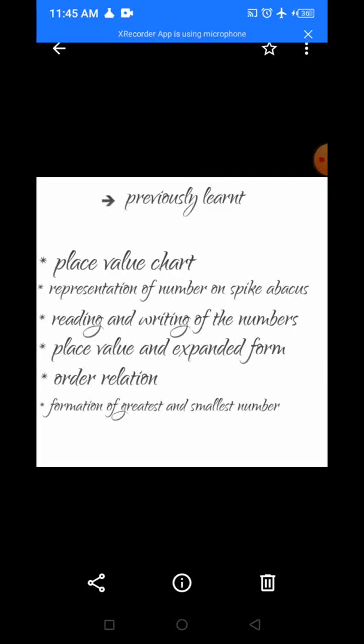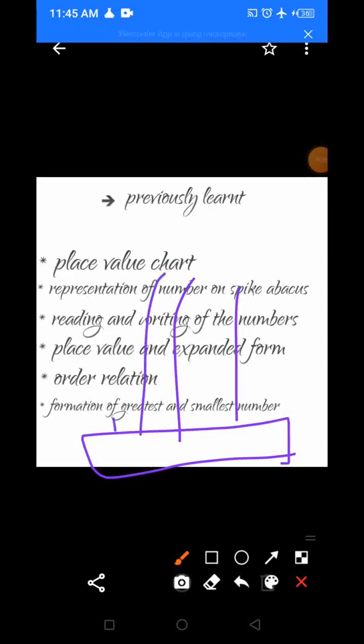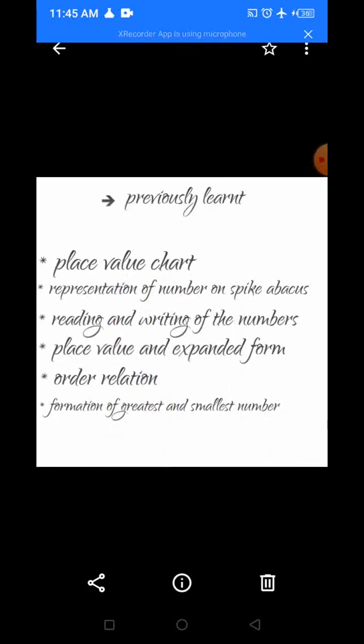Yes, children. So we had learned about the place value chart. Then we learned about the spike abacus, the one which had spikes and the representation. Suppose this is unit, tens, hundred and this is thousand. So this was 3000. Do you remember? So this was the spike abacus, and then we had reading and writing of the numbers. We had written 6-digit and 7-digit numbers. Then children, we learned about place value and expanded form.